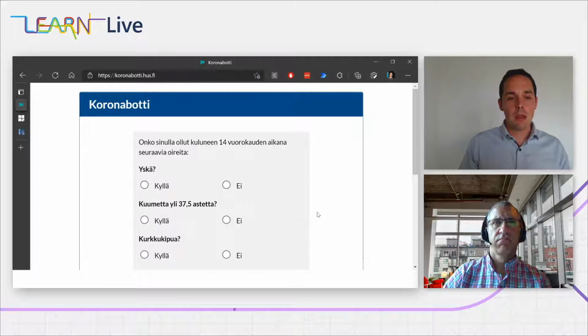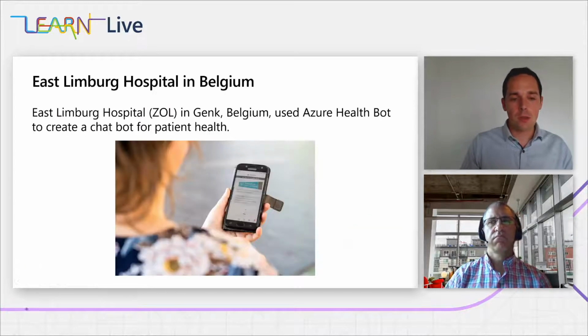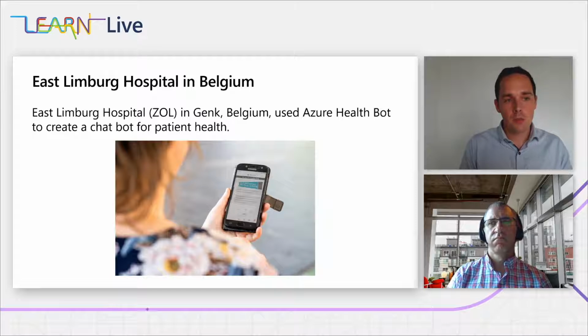So you can, as a partner or customer, completely modify the HealthBot within your own needs. Another interesting one in Belgium is East Limburg Hospital, or ZOL. They call it in Dutch Ziekenhuis Oost-Limburg. They used the bot to create one to screen patients. It's based on a questionnaire that determines the likelihood that a patient is infected with the COVID-19 virus.